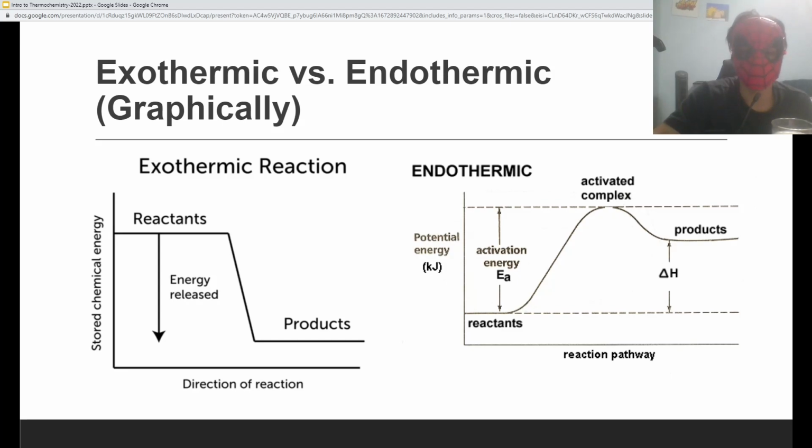The enthalpy change for an endothermic reaction is the difference in height between the reactants and the products on the graph. By comparing the graphical representations of exothermic and endothermic reactions, we can gain a better understanding of the energy change that occurs during these reactions.